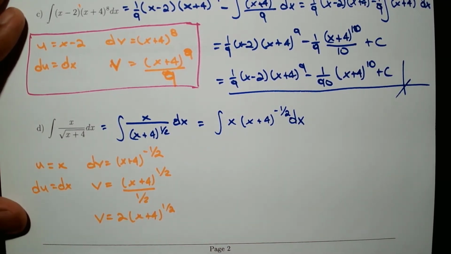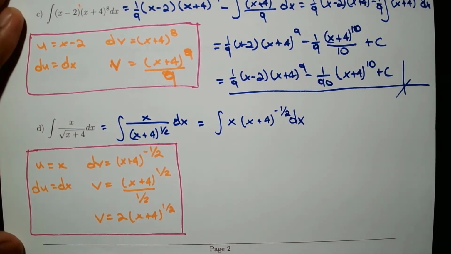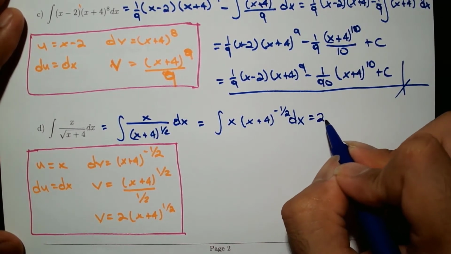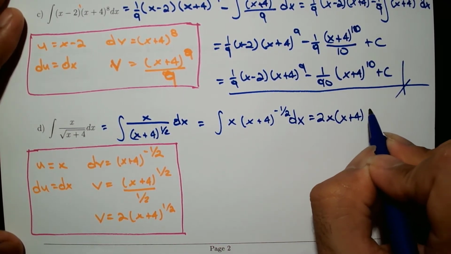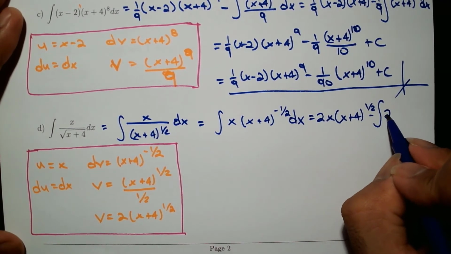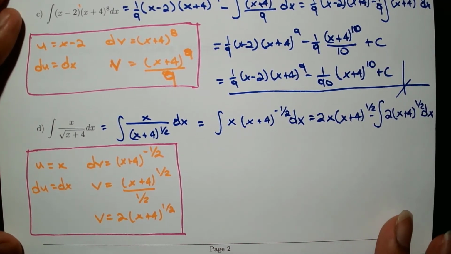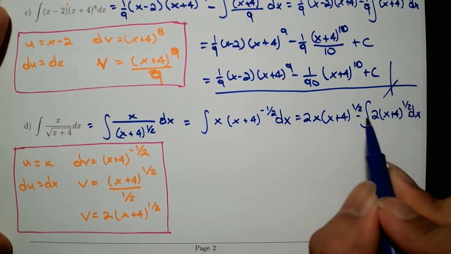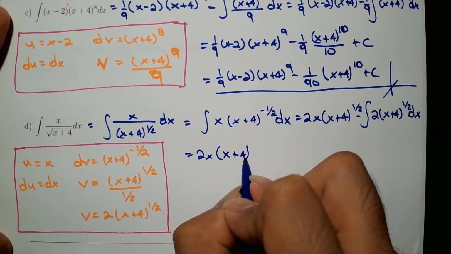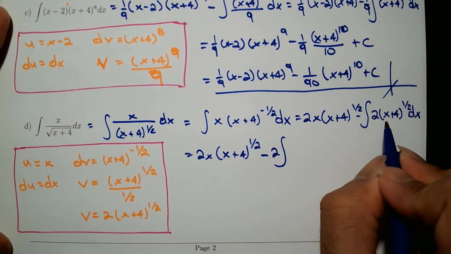Okay, so now these are the parts for the setup. Let me put them in a box. And let me write down the result. So u times v, it's going to be 2x times x plus 4 to the 1/2 minus the integral of v du, which in this case is 2 times x plus 4 to the 1/2 du, which is dx. So the first term we can go back and write it, or just leave it like this. Either way is fine. I'm going to leave it like this. 2x times x plus 4 to the 1/2 minus 2 times the integral. I'm just going to take the constant out of the integral.